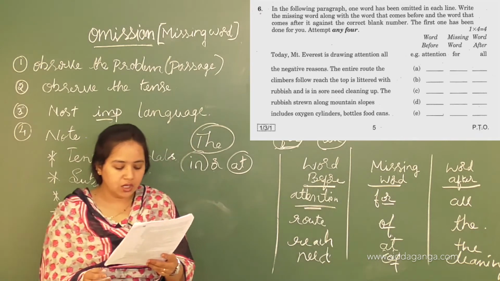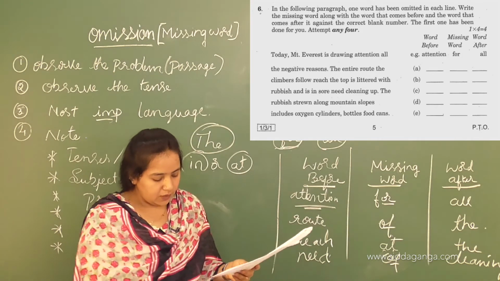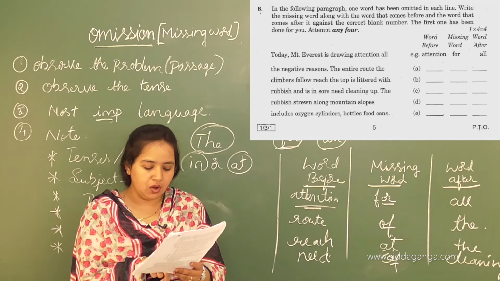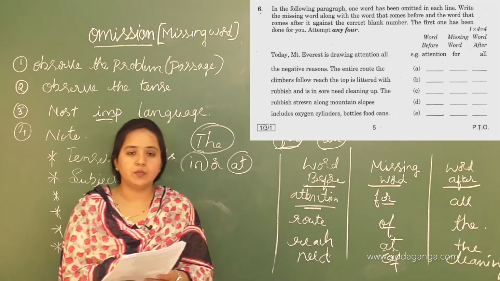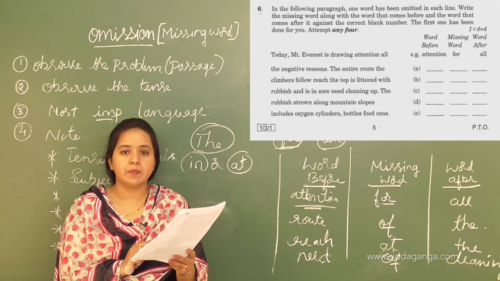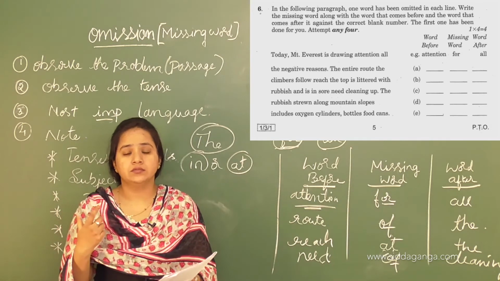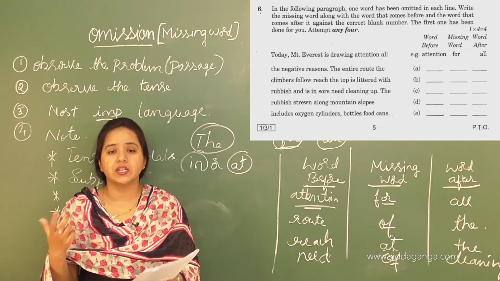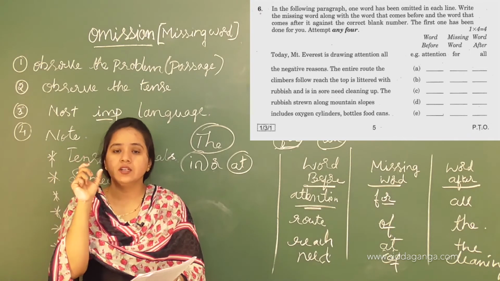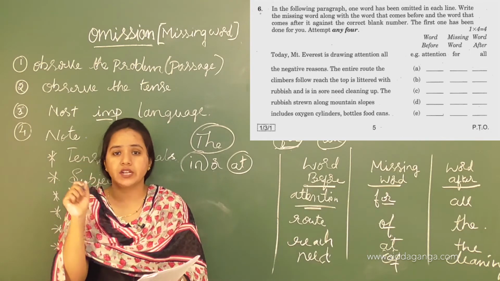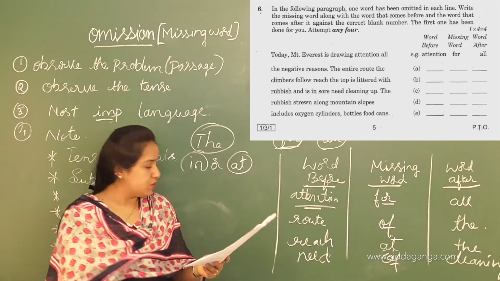Rubbish strewn along mountain slopes. Along. Okay, along. Rubbish strewn along mountain slope. So in this line, we are talking particularly about mountain slopes, where the people are throwing all the rubbish, that is, on the mountain slopes. So we need to use the article here: the mountain slopes. Rubbish strewn along the mountain slopes. Okay, so this is the answer.